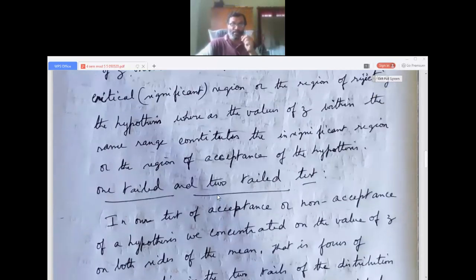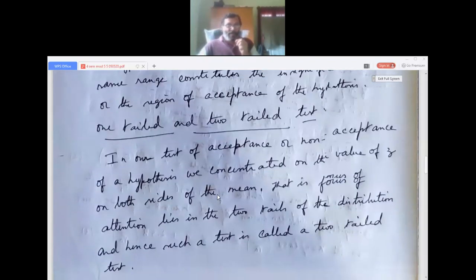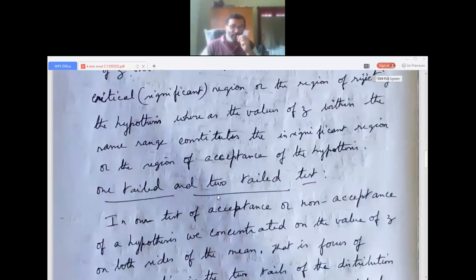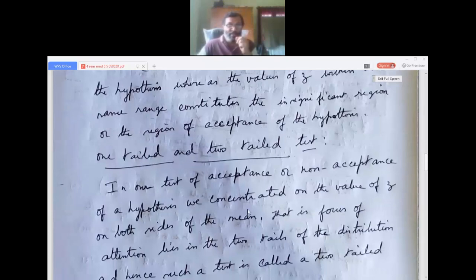Now, one-tailed and two-tailed tests. This gives rise to the next very important concept, the one-tailed and two-tailed test. Lightly, I will just explain what it means. In our test of acceptance or non-acceptance of a hypothesis, where acceptance means we take it and non-acceptance means we reject it, we concentrated on the values of z on both sides of the mean.